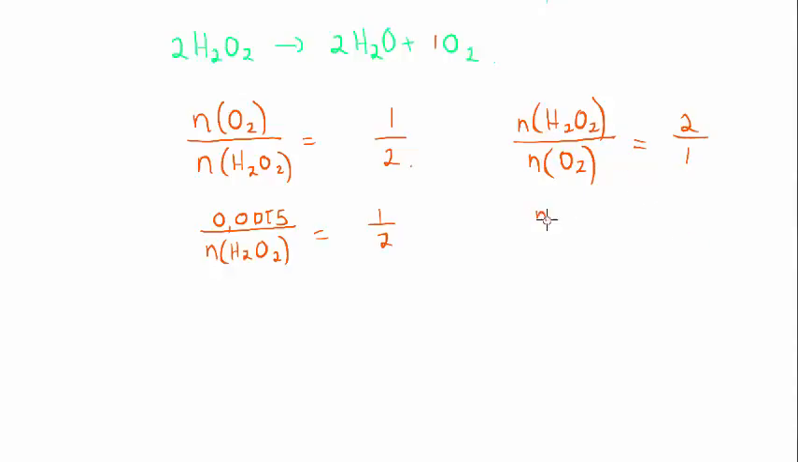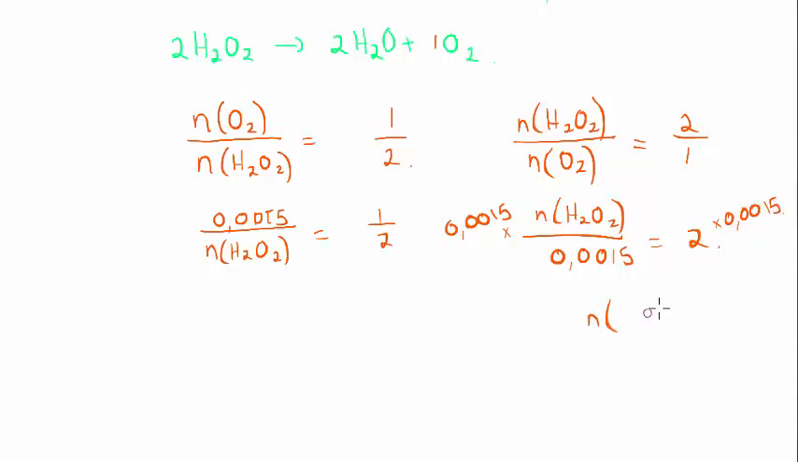And then you see now when I substitute, it's much simpler to solve, because here in the bottom 0,0015 is equal to 2 on this side. I just multiply once. 0,015 times 0,0015. And then I find that the mole of hydrogen peroxide is 0,003. Okay.